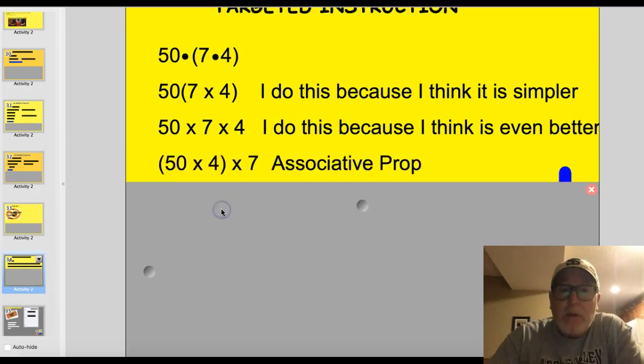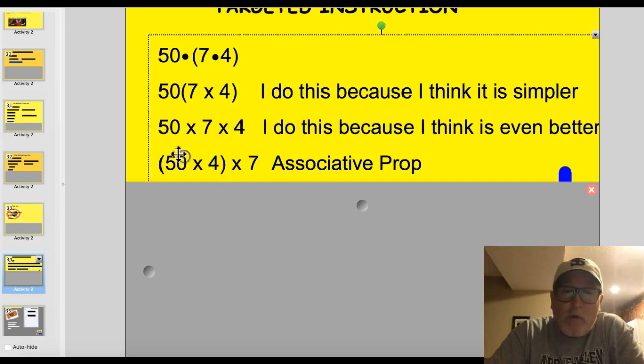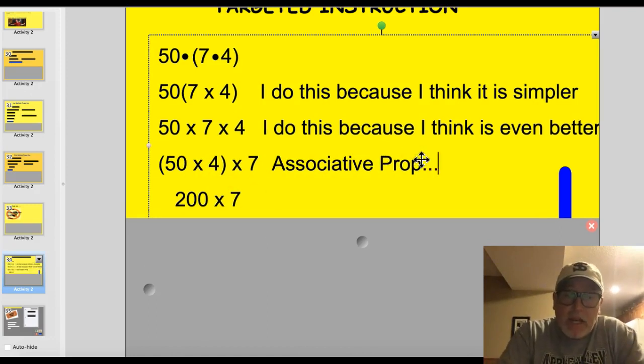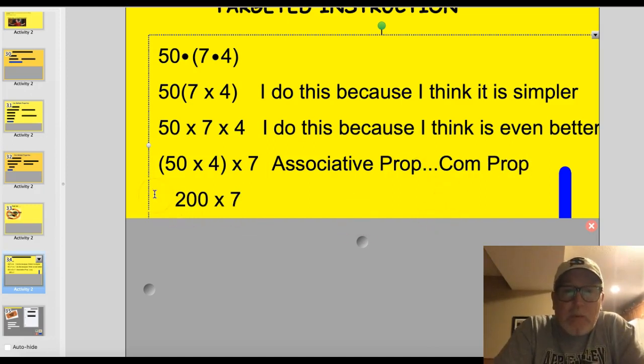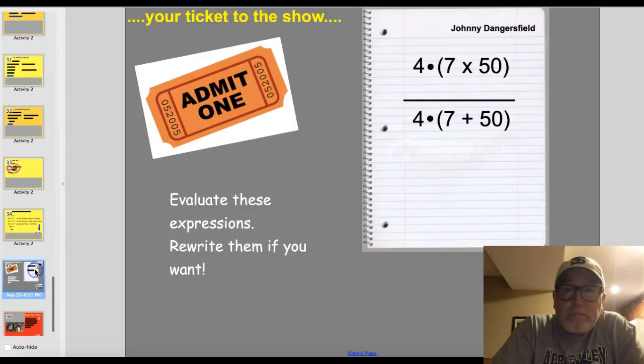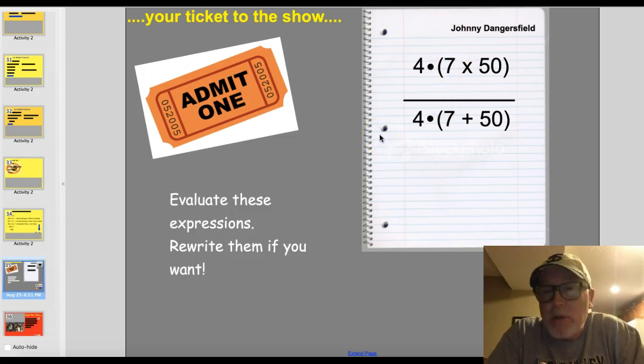Now, I'm going to use the associative property and the commutative property, and flip that 4 over there and do 50 times 4, which is going to give me 200, and then I can take the 200 times 7. I got the commutative property in here too. Sorry. And again, I used two properties at the same time, associative and commutative, to solve that bad boy to get the 1400. All right, your turn. Use the properties, don't use the properties. If you use the properties, you probably don't need to use a calculator. Just two problems. Go ahead and do it.